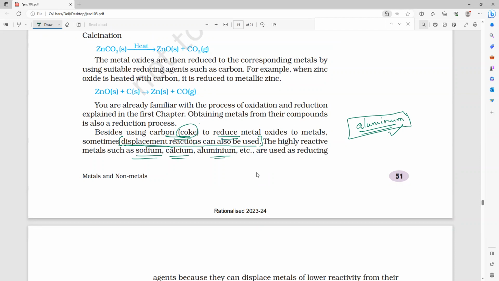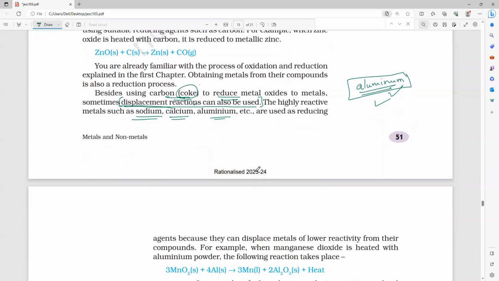Why will I prefer aluminium? Can anybody tell why sodium and calcium cannot be used? Why will I prefer aluminium instead of sodium and calcium? Nobody? Because sodium and calcium are more reactive metals. If I use sodium for separating zinc, it may explode also. Am I right or wrong? It will produce a lot of heat energy.